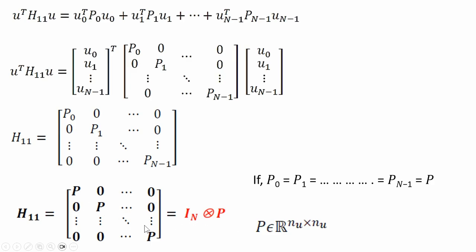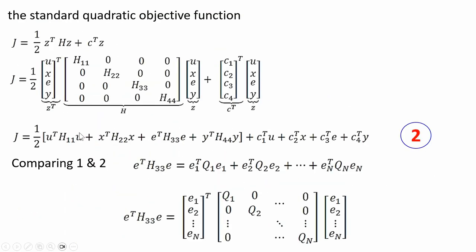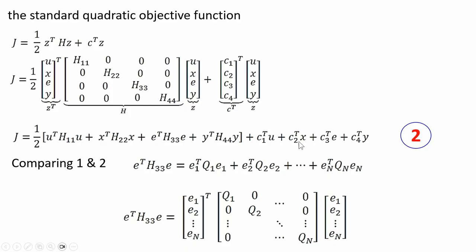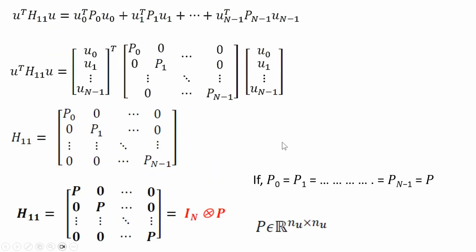Let's keep on comparing, and if you go back to equations 1 and 2, here we can say that in equation 1 there is only the E term and the U term, no other terms. In equation 2 we have already seen the U term and the E term; the remaining terms, which are the X and the Y terms, which are only in equation 2 and not in equation 1, should be 0. When we compare these two, the X term and Y term should be 0.